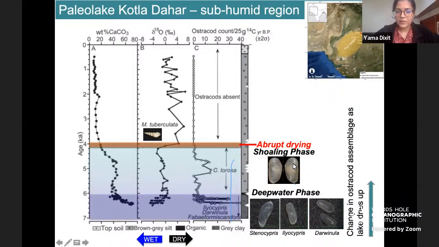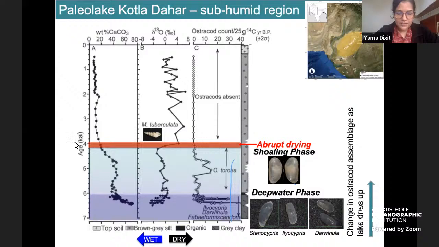Now, ostracods are very interesting organisms. Their species changes depending on the salinity of waters. So if it's an evaporating body with more salts present, the species changes. So Cyprideis torosa is a typical ostracod shell which is present in highly saline waters, and it can tolerate high salinities or evaporative sort of waters. So these lines of evidence again point towards a change in the lake water chemistry, and also the lake was drying up. This is what I termed a shoaling phase of the lake.